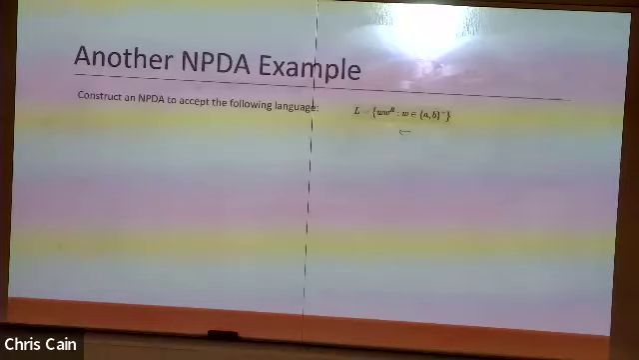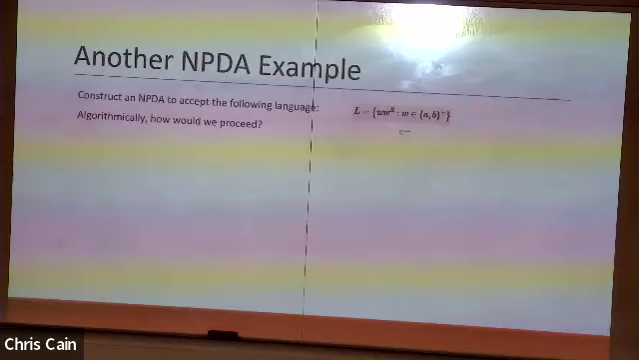Here's another one. Our good old friend WWR. Is this language regular? It was not regular. So as always, you can think about how would you proceed to parse this algorithmically? Thinking that you have a stack.